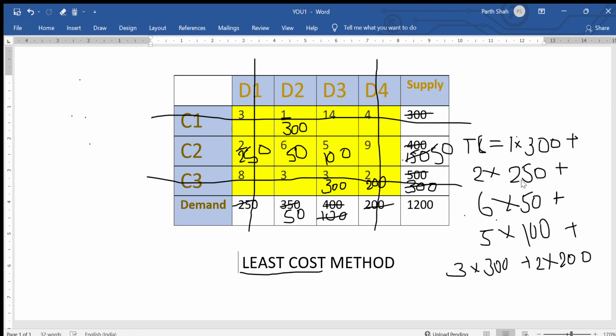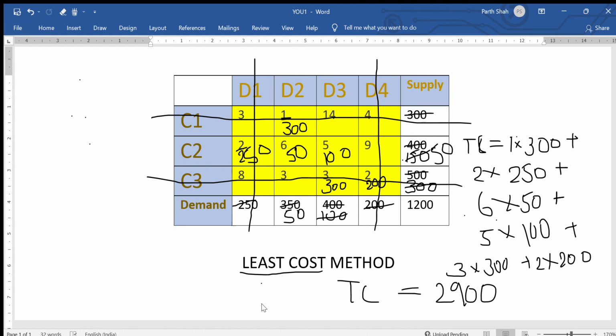So 300, 750, 1050, 1350, 1850, 2750, and 400 gives 3150. Adding 300 plus 500 plus 300 plus 500 plus 900 plus 400, the answer is 2900. 2900 is the total cost.